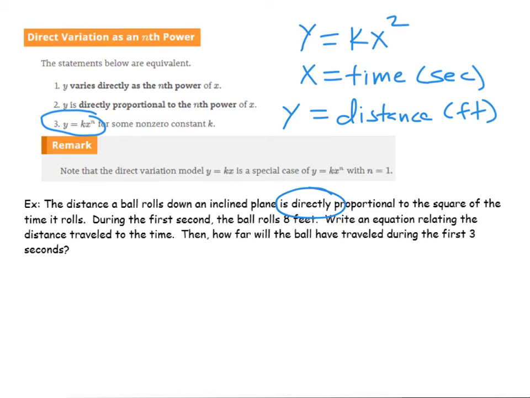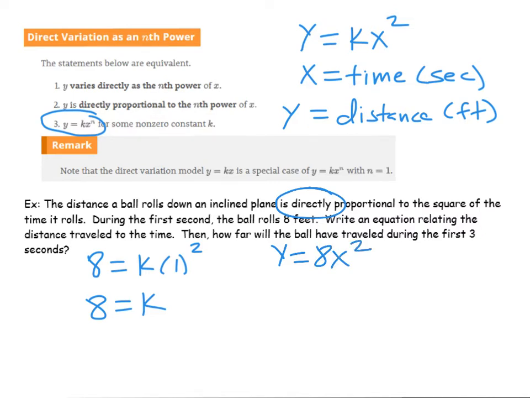All right, so once we have that set up, we really take the same approach: we need a value for x and y to plug in, which we have. It says during the first second, the ball rolls 8 feet. Perfect. When y is 8, x is 1. Again, pretty minimal solving to get k, not too bad. Which leaves us with this, y equals 8x squared, a very basic quadratic, right?